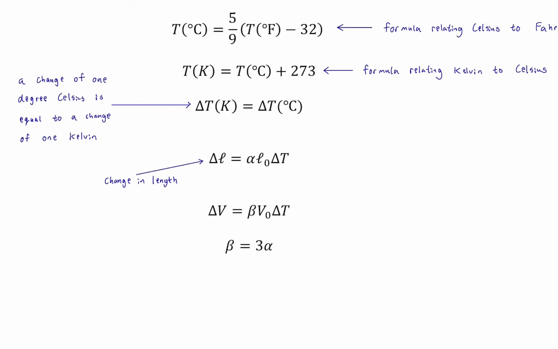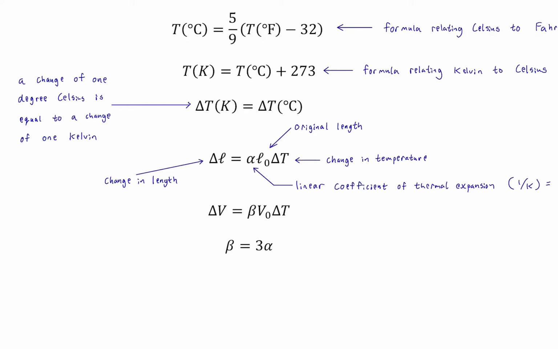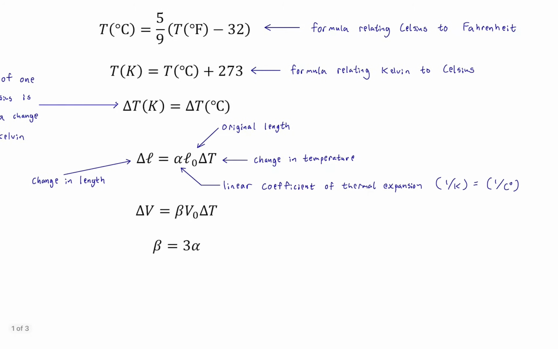All right, so this is the formula of linear thermal expansion. This is the change in length, hence the linear part. This is the original length. This is the change in temperature. And alpha is the linear coefficient of thermal expansion. Units 1 over Kelvin, or Kelvin to the -1, or 1 over degree Celsius, okay?